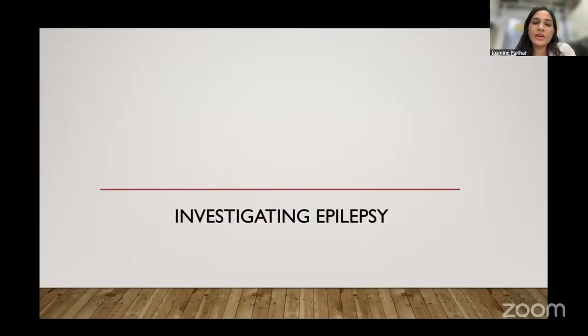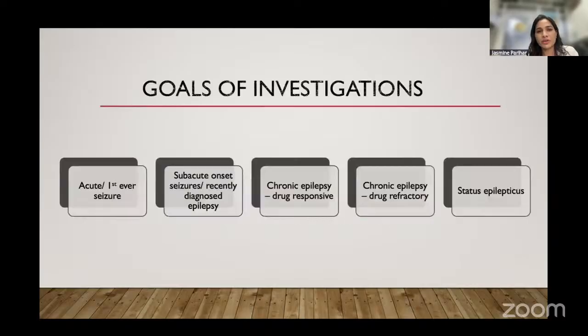Now I have diagnosed my patient as having epilepsy. Now I need to investigate the patient to find out what the cause of her epilepsy is, and not just epilepsy but the seizure type. That is, our goals of investigation, or the investigations that we are going to order, depend on what scenario the patient has presented to us with.